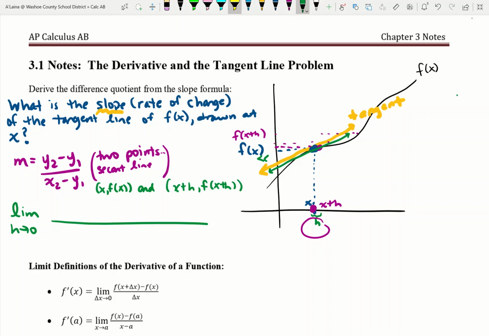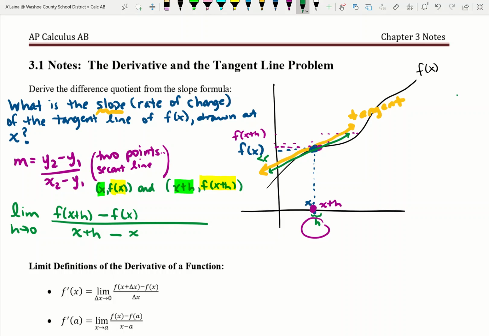I'm just going to use the slope formula, which says y2, the second output, minus y1, over x2 minus x1. Sorry.